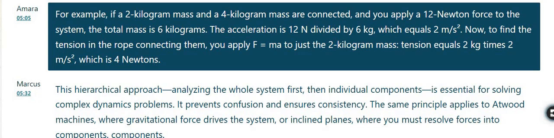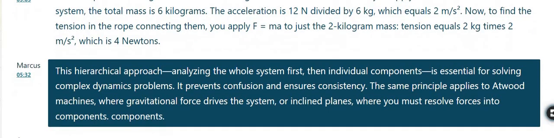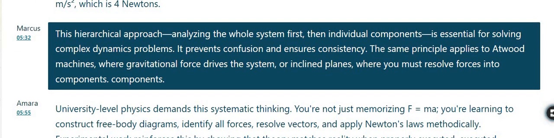The acceleration is 12 newtons divided by 6 kilograms, which equals 2 meters per second squared. Now, to find the tension in the rope connecting them, you apply F equals ma to just the 2-kilogram mass. Tension equals 2 kilograms times 2 meters per second squared, which is 4 newtons. This hierarchical approach, analyzing the whole system first, then individual components, is essential for solving complex dynamics problems. It prevents confusion and ensures consistency.